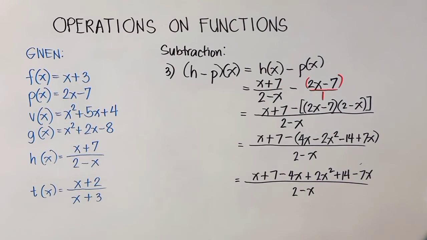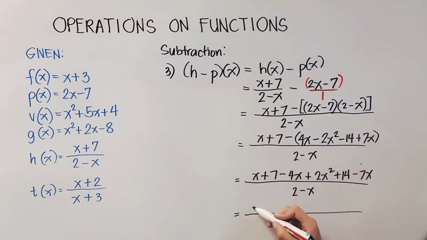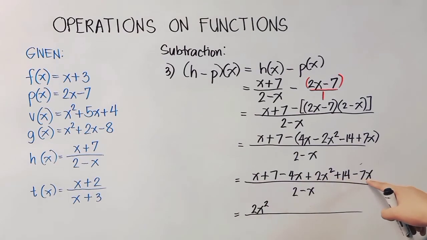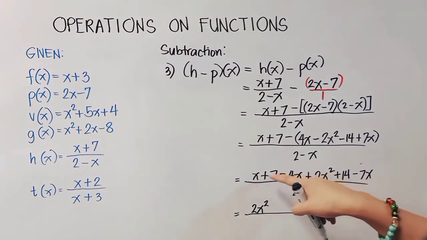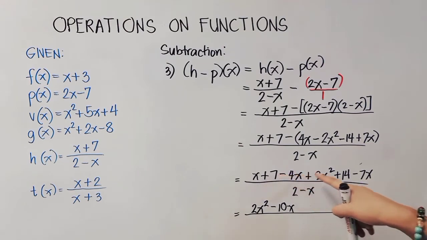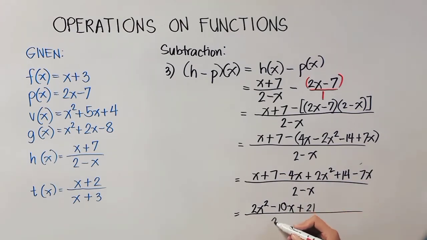Again, copy our LCD. Inspecting our terms here, we only have 1 with variable x squared, so we'll simply copy that 1. And then we have here x, negative 4x, and then negative 7x, so that is a total of negative 10x. And we have 7 plus 14, that is positive 21. And then we will simply copy the LCD, 2 minus x. And this is our final answer.